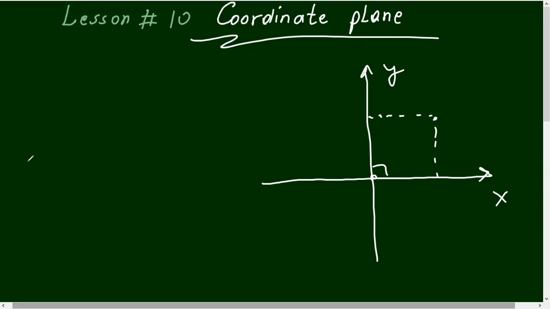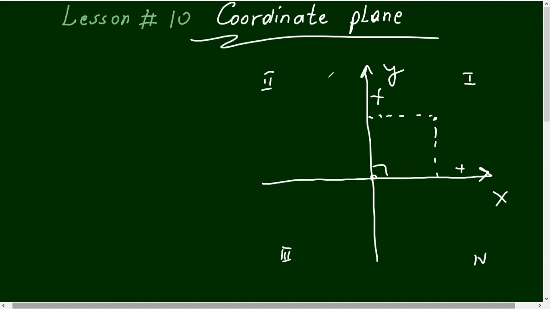The number lines x and y divide the coordinate plane into four regions, and these regions are called quadrants. So the first quadrant, second quadrant, third quadrant, and fourth quadrant. In the first quadrant, the x-axis and the y-axis both have positive numbers. Actually, the numbers which are located on the right side of the x-axis are positive, and the numbers which are located on the top side of the y-axis also are positive numbers. So I'm going to write a positive symbol here and here.